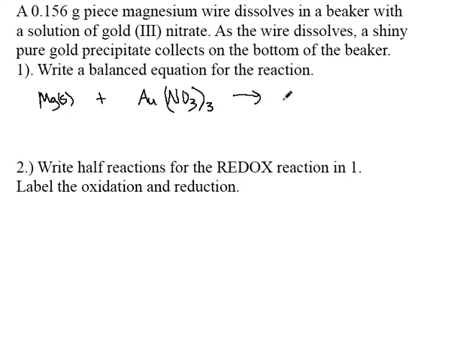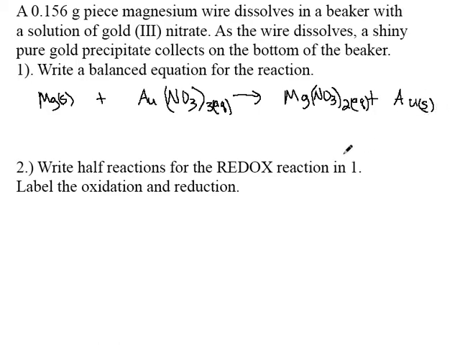The result of this reaction is that we'll form magnesium nitrate. Magnesium forms a +2 ion. Nitrate being the -1, there needs to be 2 to balance it out, and we will have some solid gold. All nitrates are soluble, so this is aqueous. Magnesium nitrate will also be aqueous, and our precipitate is a solid.